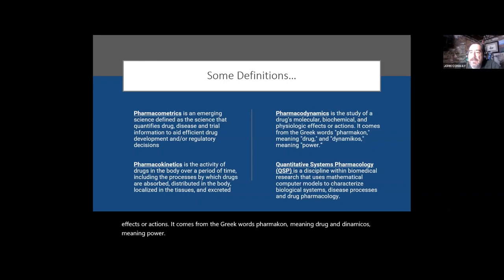And then quantitative systems pharmacology is a discipline within biomedical research that uses mathematical computer models to characterize biological systems, disease processes, and drug pharmacology.